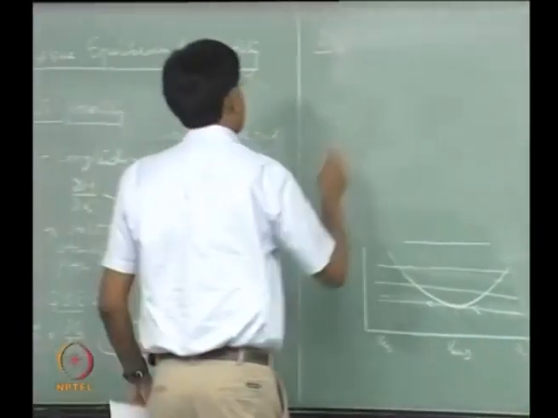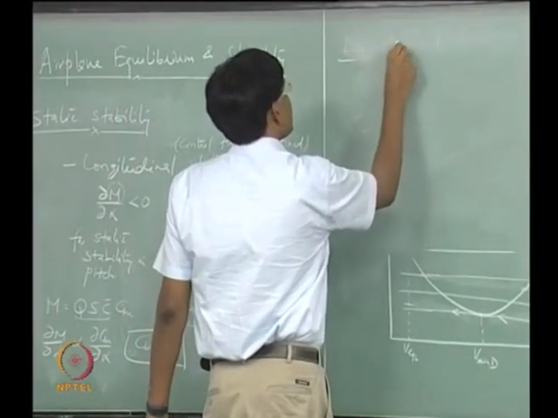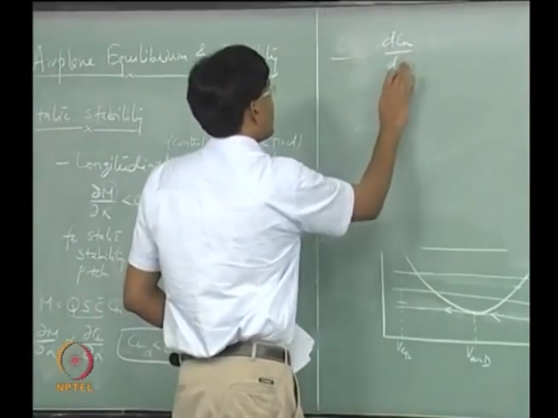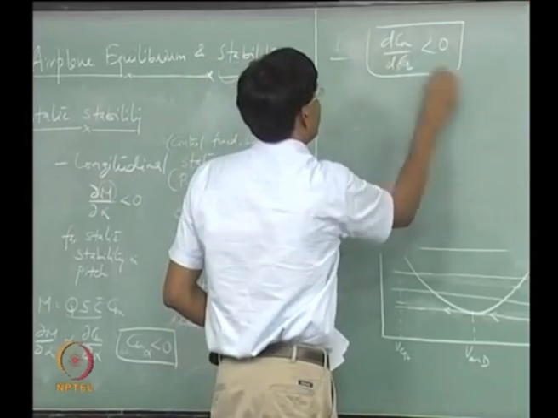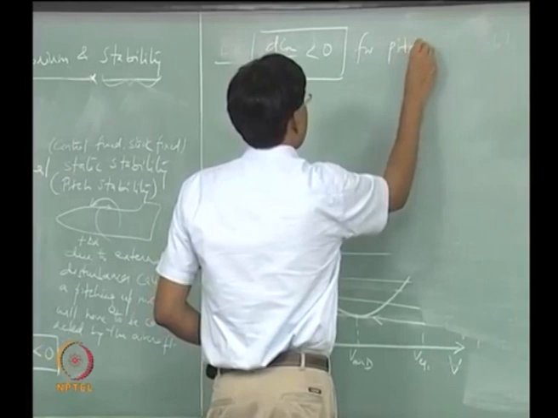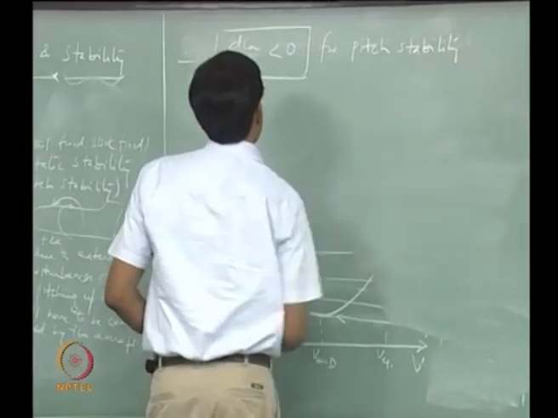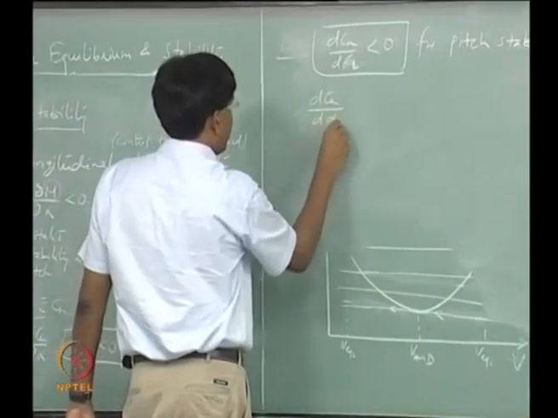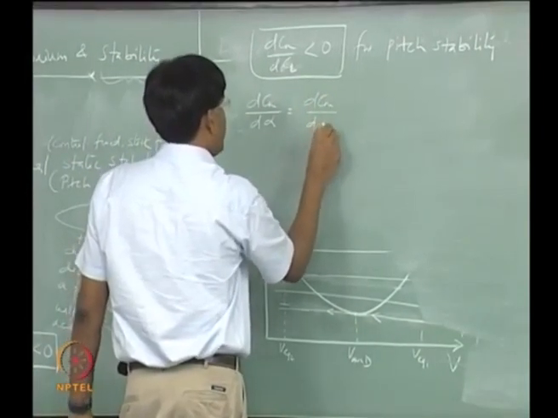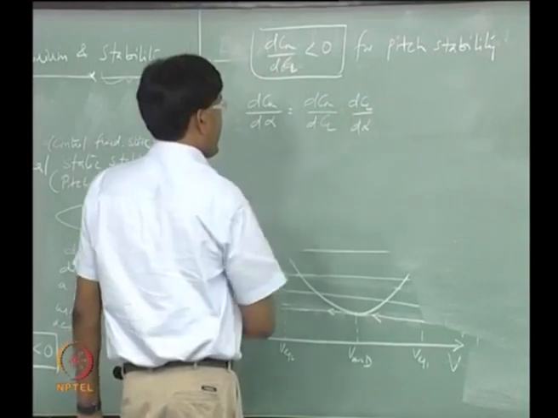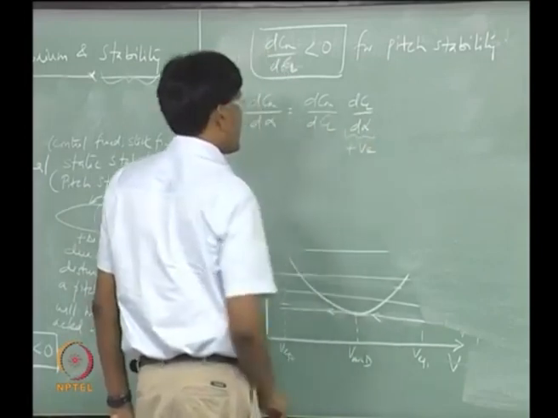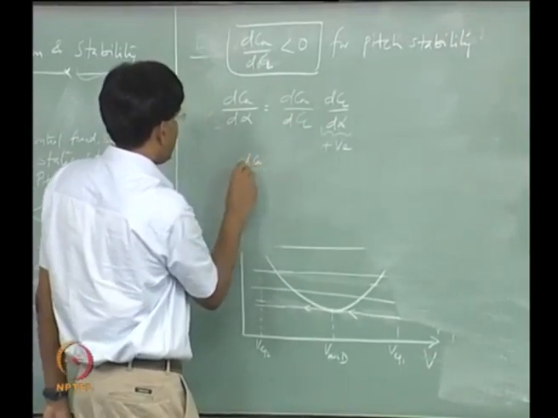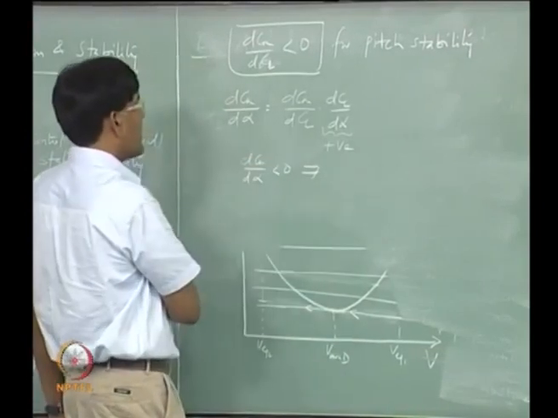Many times you will also see Cm alpha as dCm over d alpha, or the stability criterion is also written in terms of dCm over dCl. And this clearly comes from here, so you can write dCm over d alpha as this, which is positive. So dCm over d alpha less than 0 automatically also implies dCm over dCl less than 0.